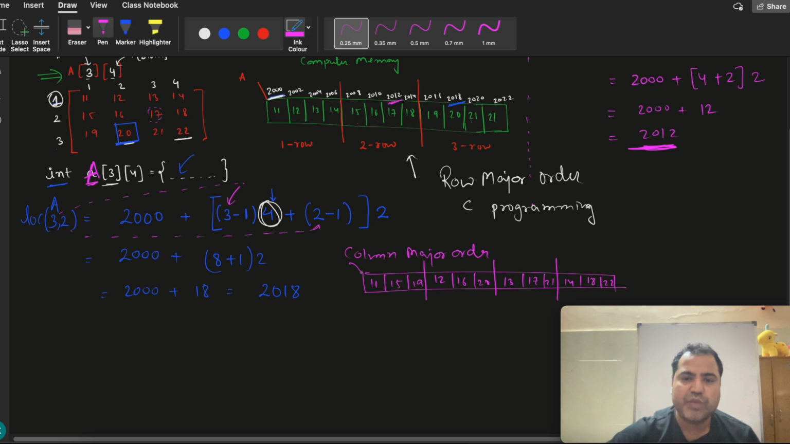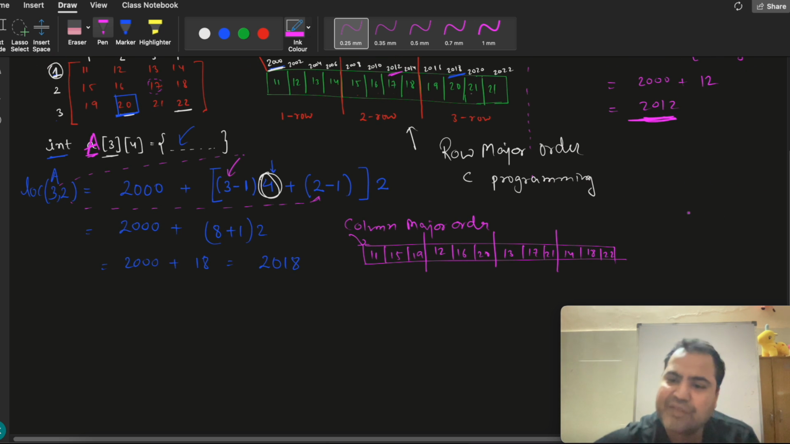If we store the array in memory column wise, that is called column major order. This is not much followed now. How the location is calculated here, we will see later. First we will get this concept very firmly. So I will take one previous year question.